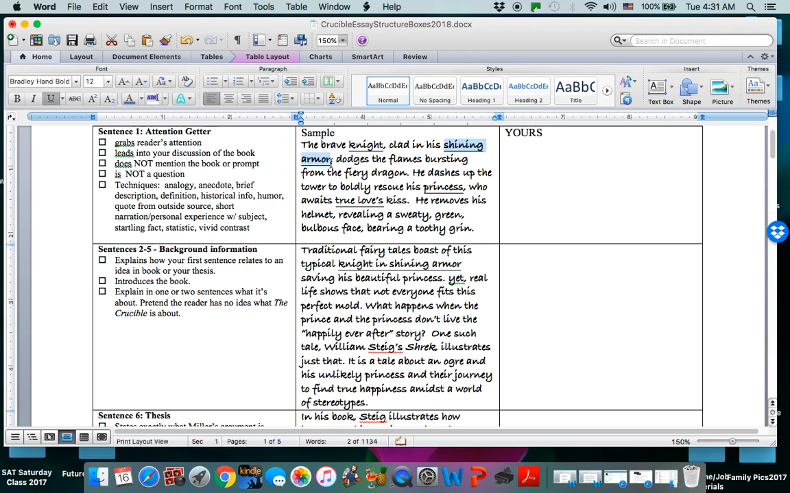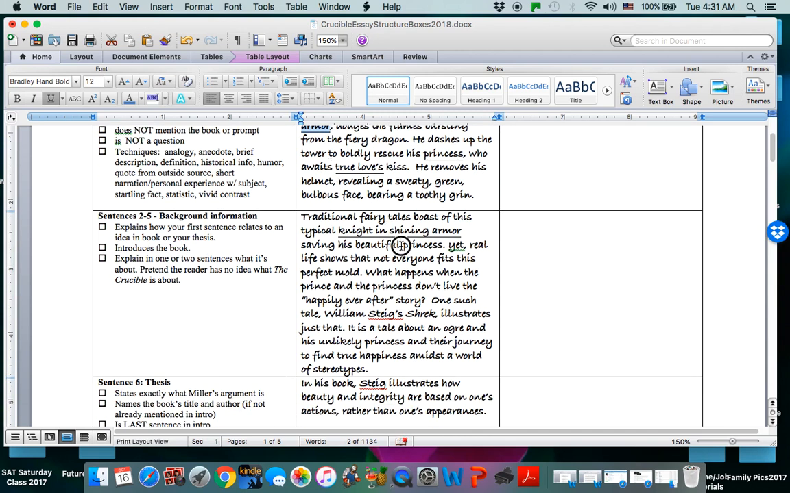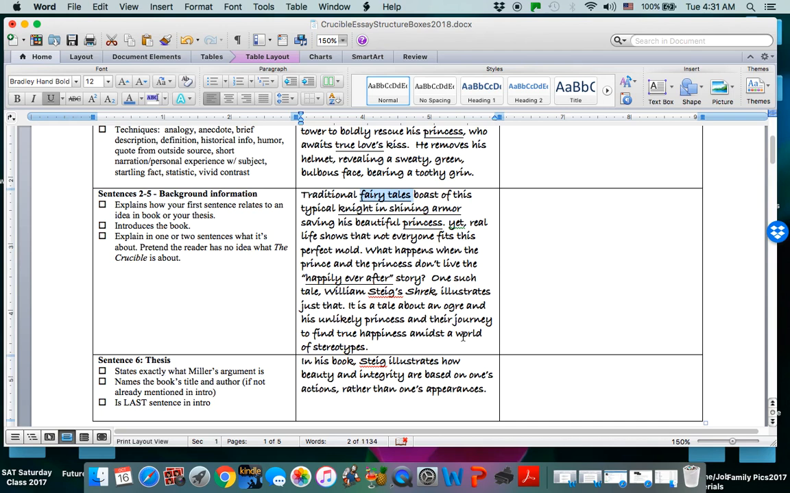Here's princess again. Here's prince and princess and our happily ever after. Happily ever after goes with the words fairy tales. And then we've got princess here. We have happiness. So we had happily ever after right here, and we have happiness right here.